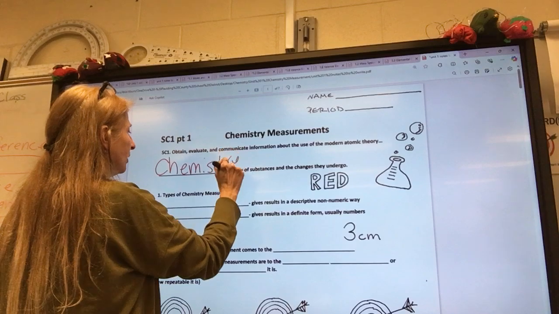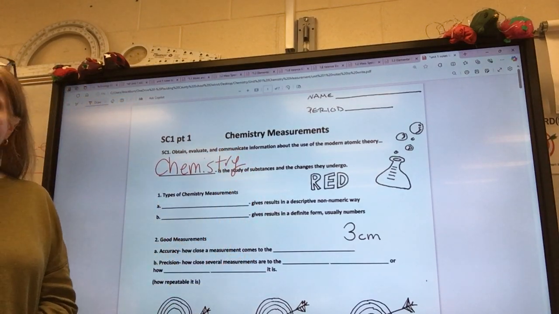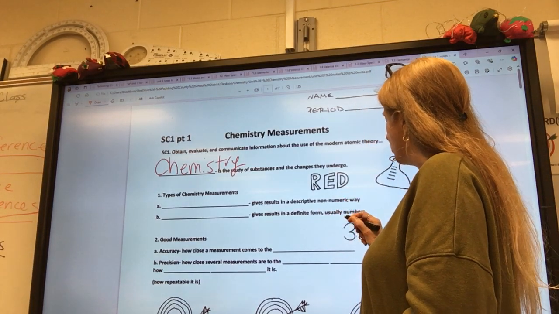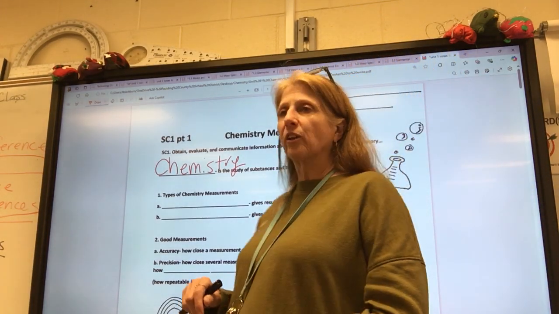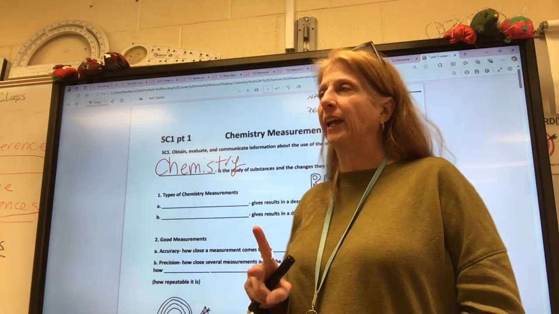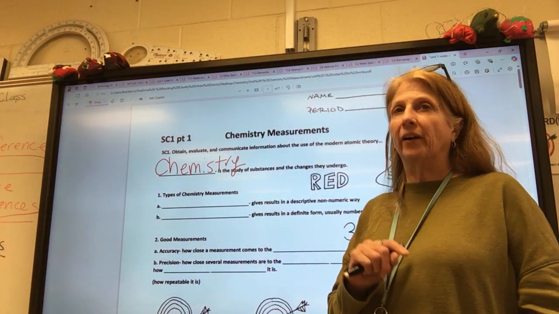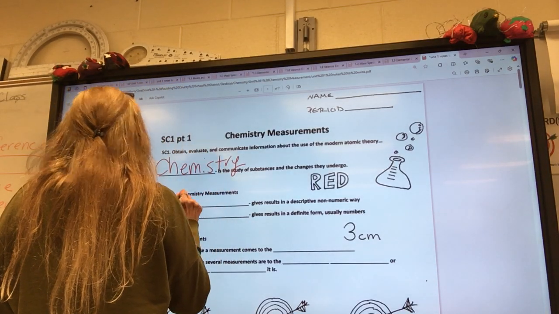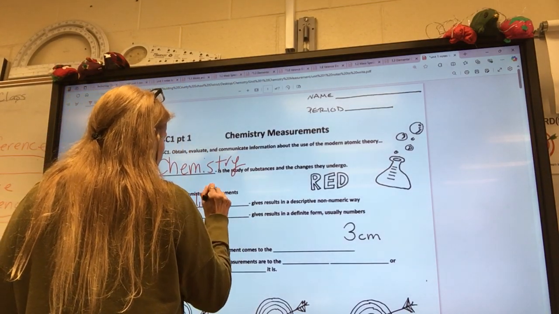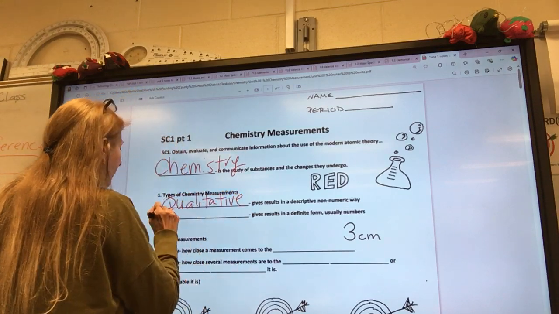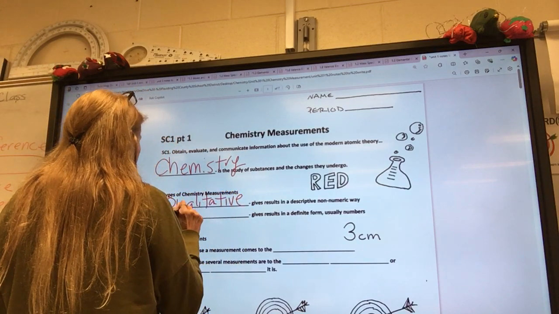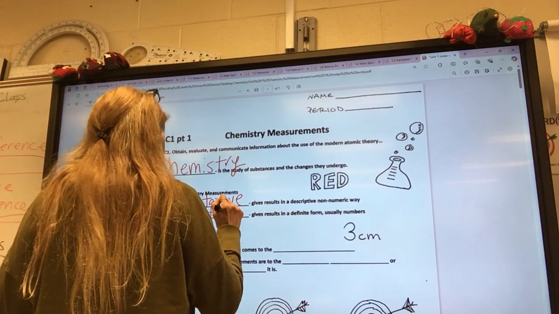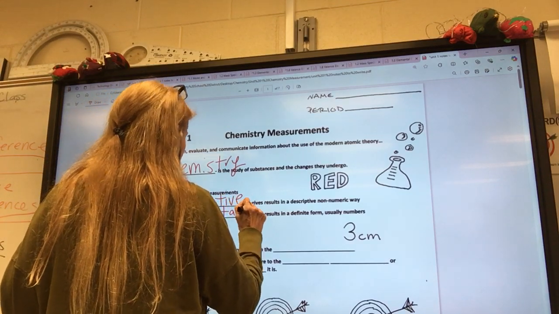Good job. Okay? So there are two types of measurements. And one gives a description in a non-numeric way, and the other one has numbers. Which one do you think is which? Qualitative and quantitative. Which one do you think is non-numeric? Qualitative. Because it's like quality, right? Okay, and so quantitative, you can hear that word quantity in it, which means how many, right? Is usually numbers, and we do both in chemistry.